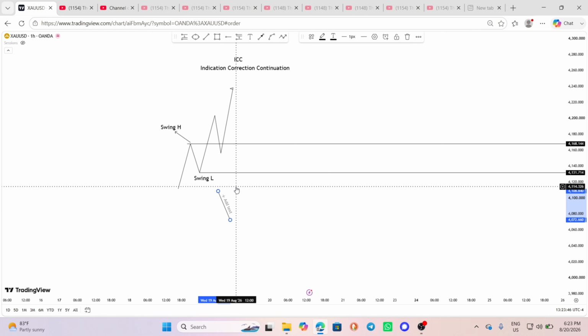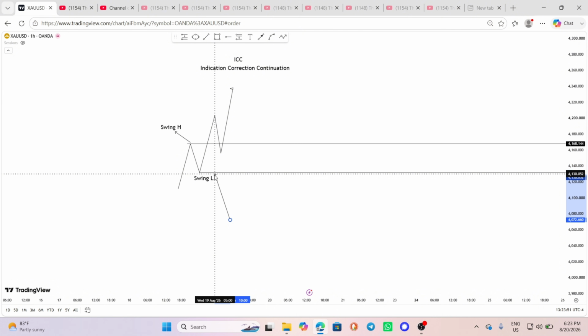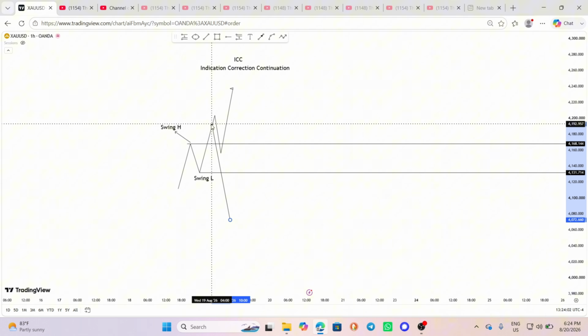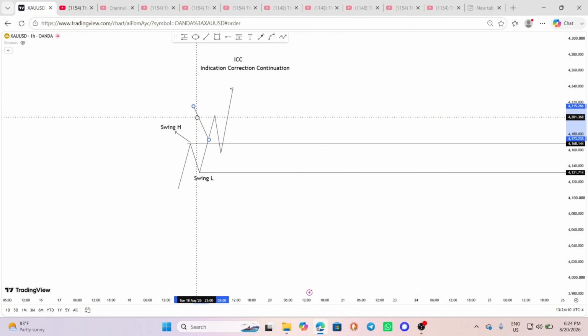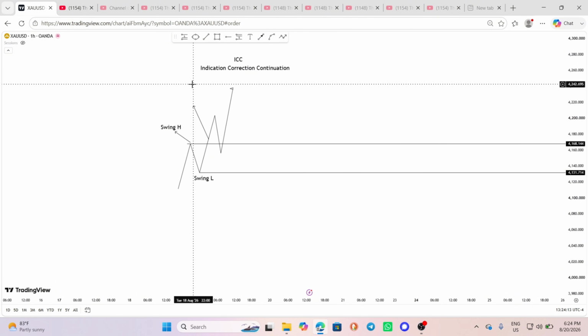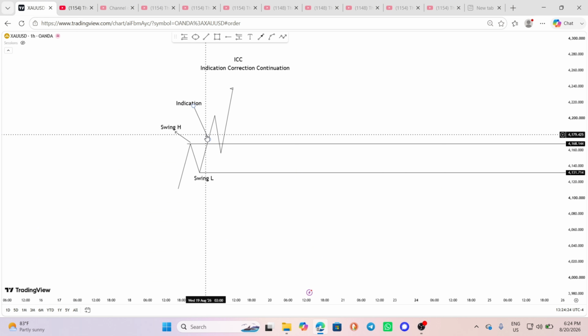How does ICC come in? All you're waiting for is for price to break above either your swing high or your swing low for you to know what direction price is trying to go to. In a bullish market, we see price broke above a swing high, a level of sellers. Boom. This breakout right here is what is called an indication. This is the first part of your strategy. This is your indication. Boom, you've got the first step.